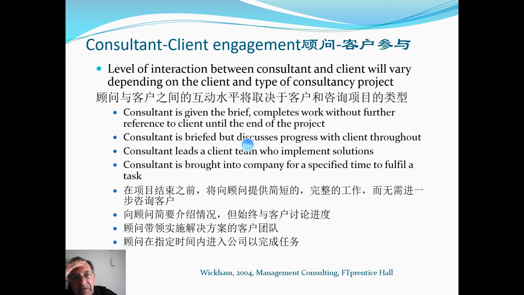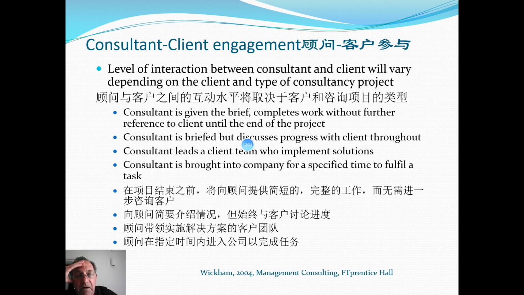As you move along the continuum, the typical way in which we work on these projects is that the consultant is briefed and develops an outline project brief and discusses progress with the client throughout that process, so that if there are any challenges that occur, you're in a position to be able to adapt to meet those changes and liaise with the client about what they want you to do in relation to that.